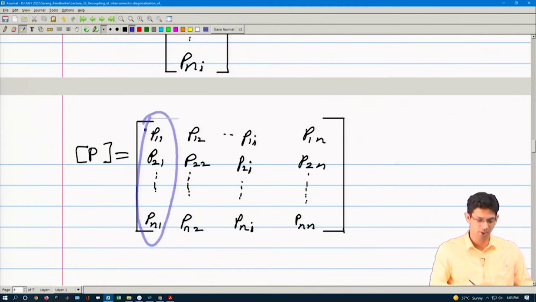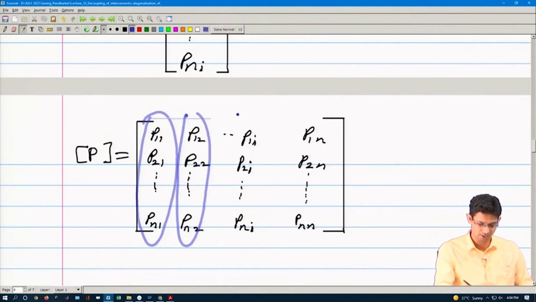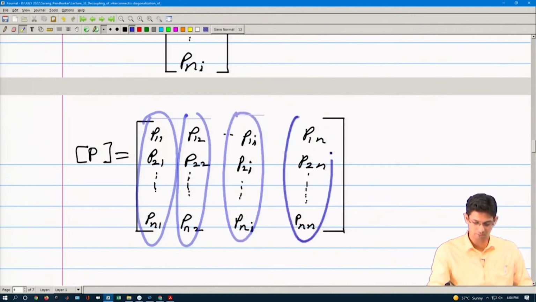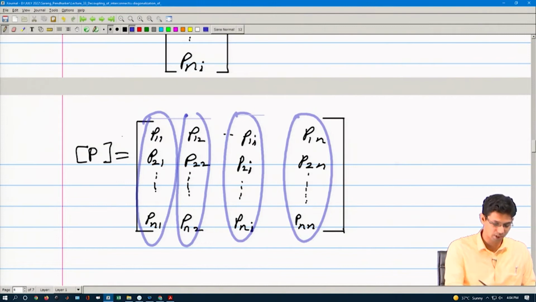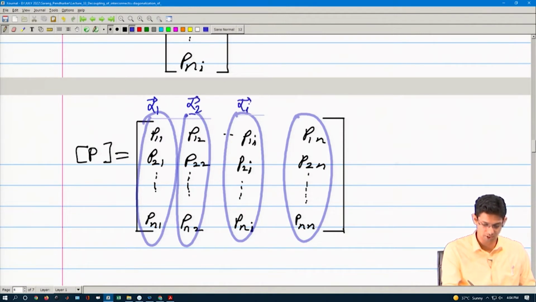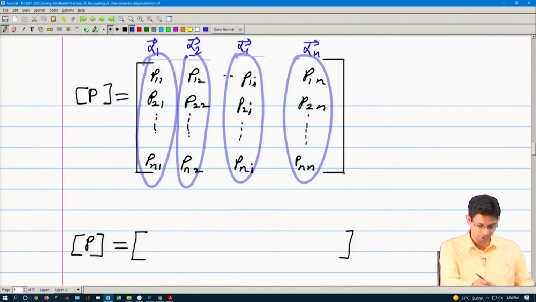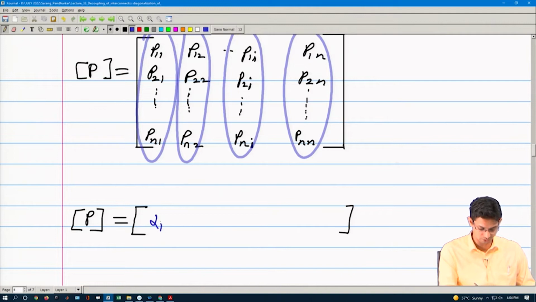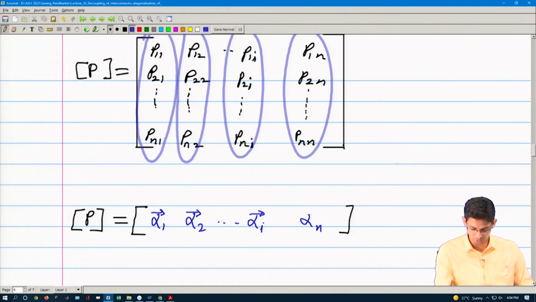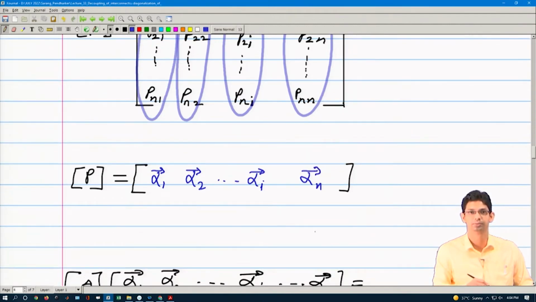I am having this and this, and these are like the columns. So, what I am doing is I am calling this column as alpha 1, this column as alpha 2, this column as alpha i, and this column as alpha n, and then I am assembling all of them together to get my P matrix as alpha 1, alpha 2, alpha i, somewhere in between, going all the way up to alpha n.